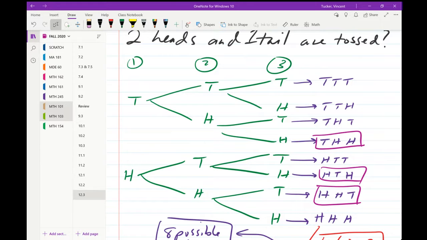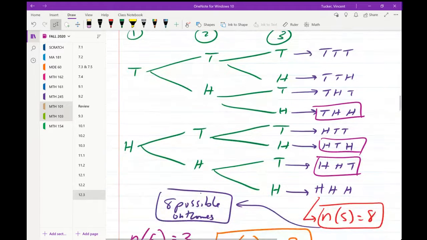So we look at all of our scenarios. We got tails, tails, tails; tails, tails, heads; tails, heads, tails; tails, heads, heads. Next one: heads, tails, tails; heads, tails, heads; heads, heads, tails; and heads, heads, heads. So those are our 8 scenarios that could occur. And the easiest way of figuring that out is by creating this tree for ourselves, making sure that we don't miss a scenario.